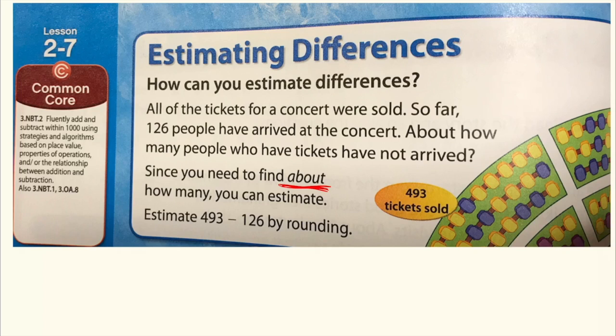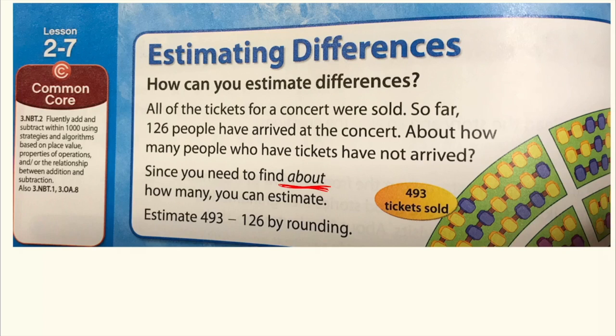Let's read this section together. Estimating differences. How can you estimate differences? All of the tickets for a concert were sold. So far, 126 people have arrived at the concert. About how many people who have tickets have not arrived? Since you need to find about how many, you can estimate.